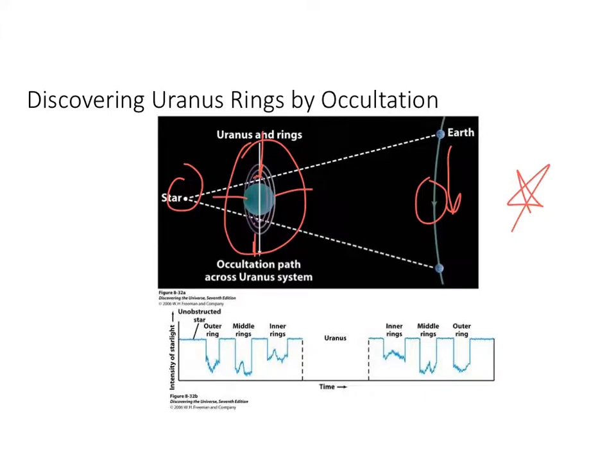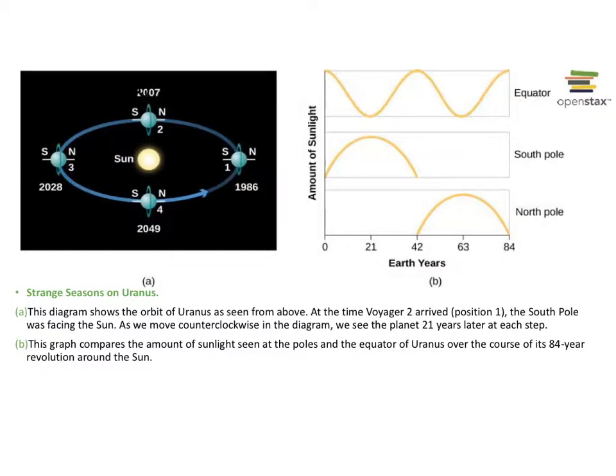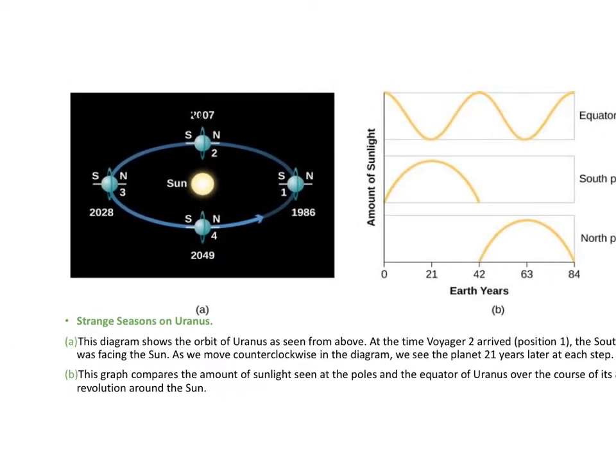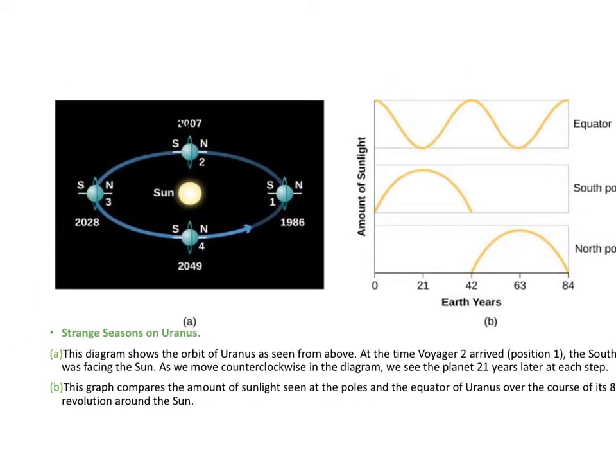So the purple is the ring material of Uranus. And this is showing the blackout of the distant star, this is by the planet, this is by the rings, as the Earth tootled around orbiting the sun. So that's that. Uranus, with regard to its seasons, is kind of crazy too.